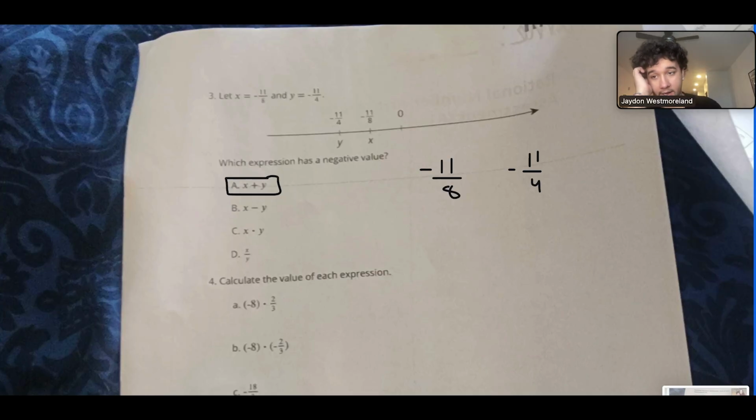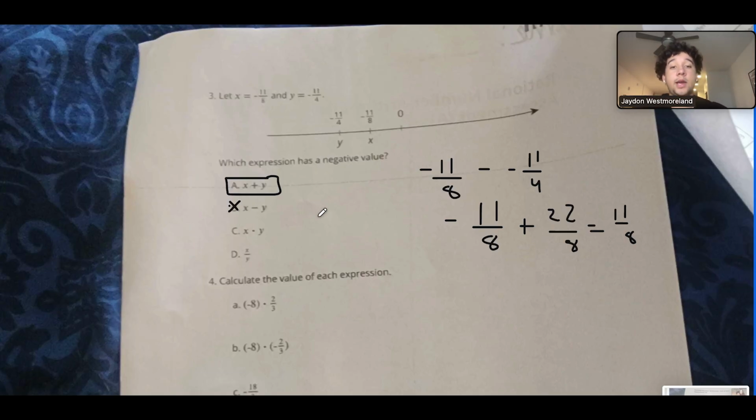Okay, next one, x minus y. That's going to be negative 11/8 minus negative 11/4. Okay, cool. Here, what we're going to do is add these together. So negative 11/8 plus, because it's a double negative, that's why I'm adding it, 11/4. Well, I need a common denominator, which is going to be 8. So I'm going to multiply the top and the bottom by 2, which is going to be 22/8. Look at that. It's actually 11/8. So it's not going to be this one.